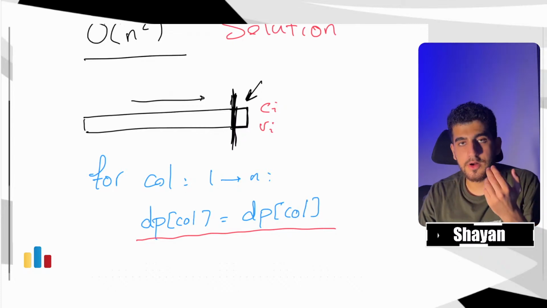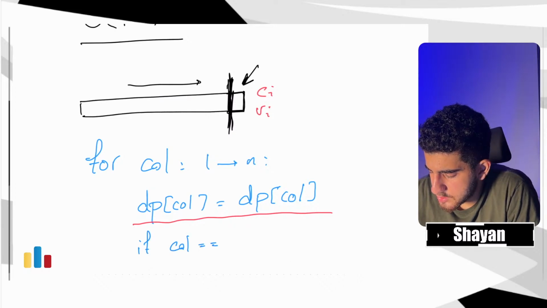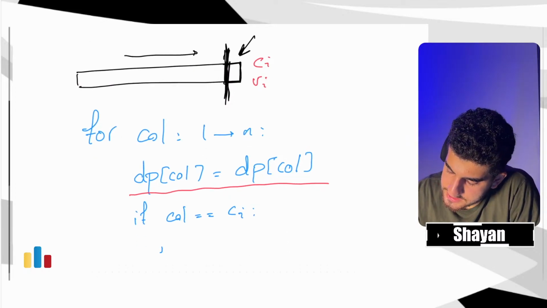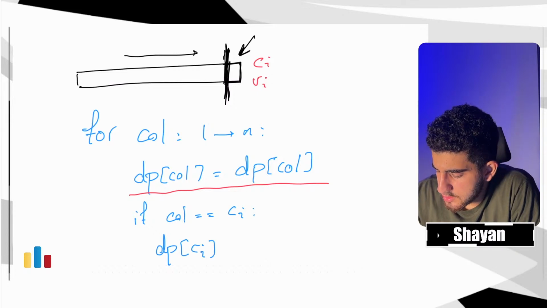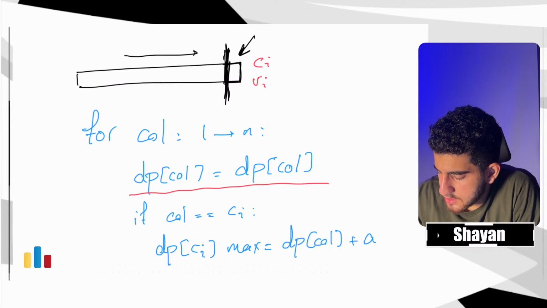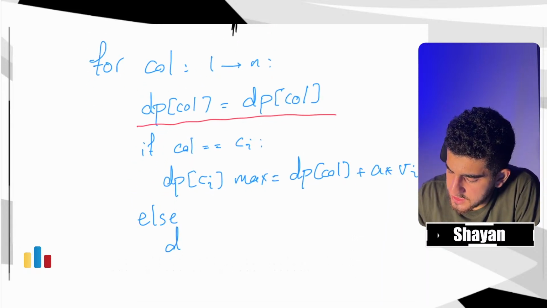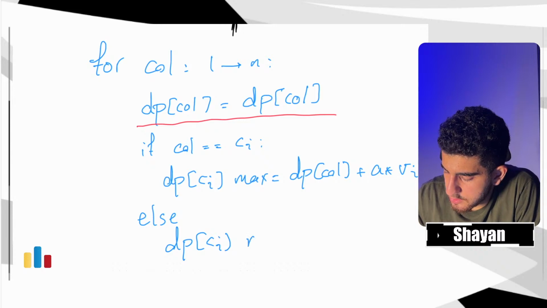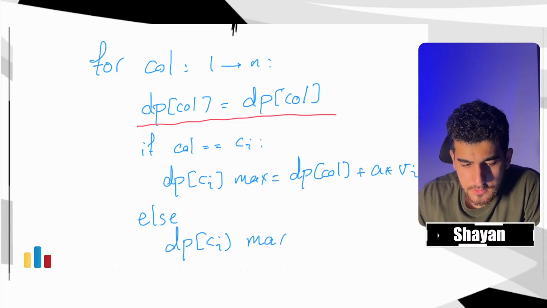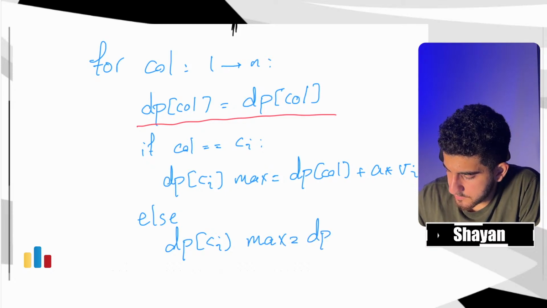But if I add this ball, CI, there are two cases. Either if col is equal to CI, I can say that DP of CI will be max-equal to DP of col plus A times VI, else DP of CI max-equal to DP of col plus B times VI.